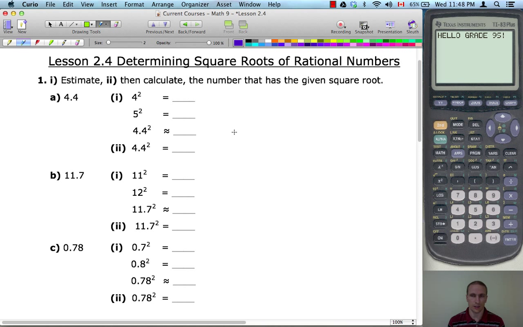So before we get into the lesson, I just want to go over some perfect squares, make sure that basically you know your times tables. So I'm going to move over to the calculator now and look at some perfect squares.